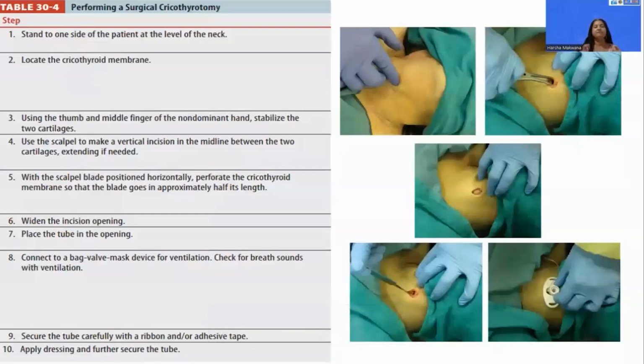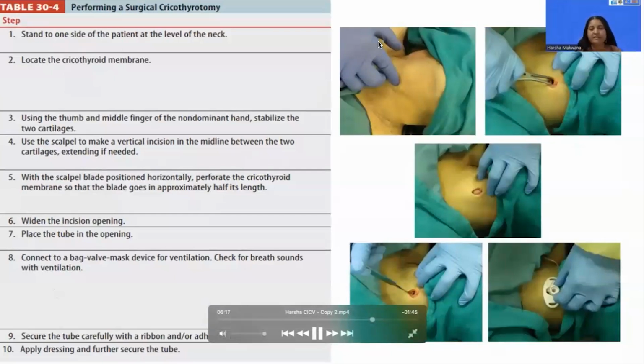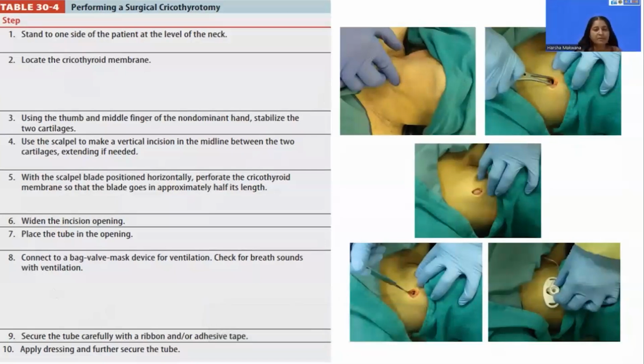Here the steps are given. Again, I have pasted the same table given in the textbook. The figures are showing that the first figure is palpating the cricothyroid membrane. Second, put the incision, and dilate, separating the skin and subcutaneous tissue. In third, you are palpating and identifying the cricothyroid membrane. In fourth, you are putting an incision on the cricothyroid membrane, then dilating it. And the fifth figure shows that you are inserting the tube.